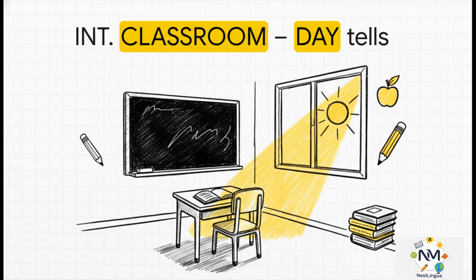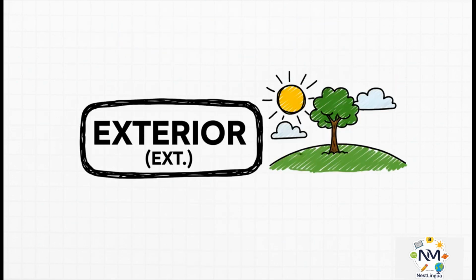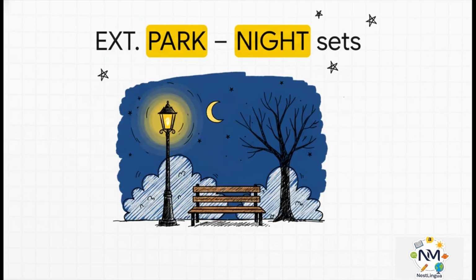Pretty cool, right? The total opposite of interior is exterior, or EXT for short. This is your command to the crew that this scene is going to be shot outside, in the open air. So, EXT park night sets our scene in a park after the sun has gone down. See how much information those few words carry? That's the real power of professional script writing.